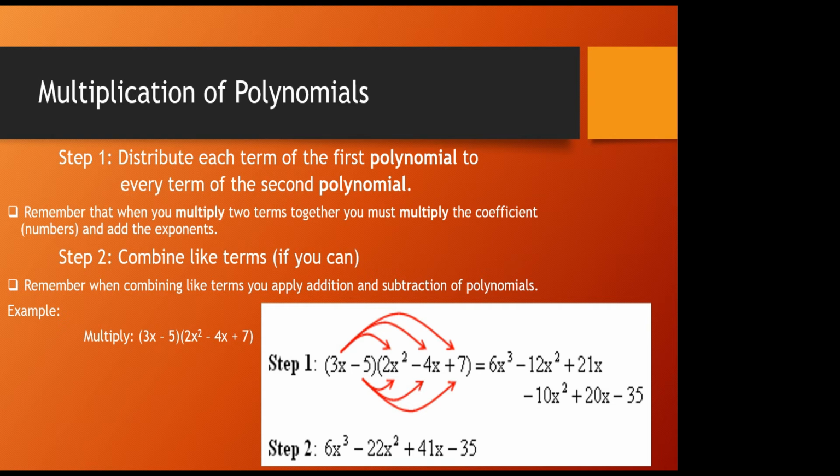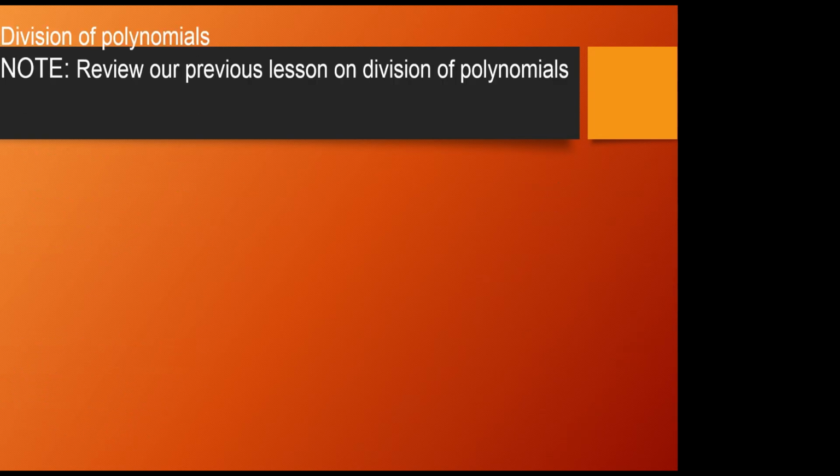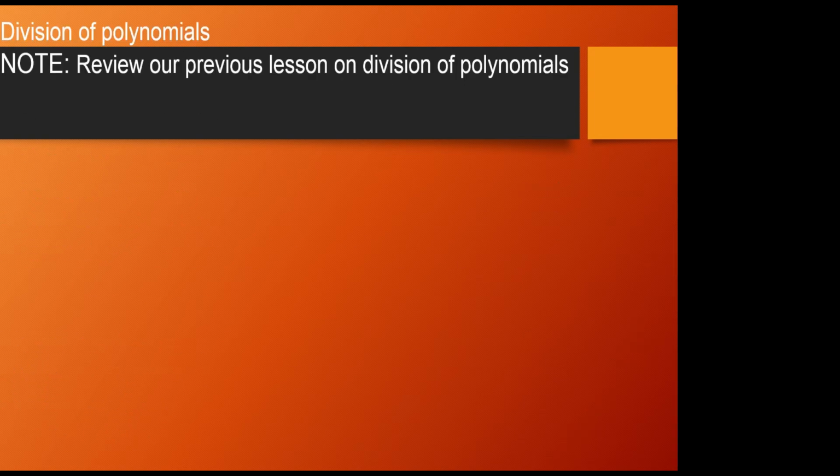Remember, when combining like terms, you may apply addition and subtraction of polynomials. 6x cubed has no other like term. We will just copy 6x cubed. And then, negative 12x squared and negative 10x squared are like terms, so we can combine them, which is negative 22x squared. 21x and 20x are also like terms, so we have 41x. Copy negative 35. For division of polynomials, you may review our previous lesson on division of polynomials using synthetic division, remainder theorem, and long division method. You may also visit my YouTube channel, Evelyn Kailar.